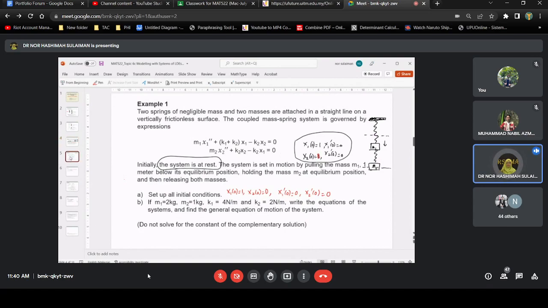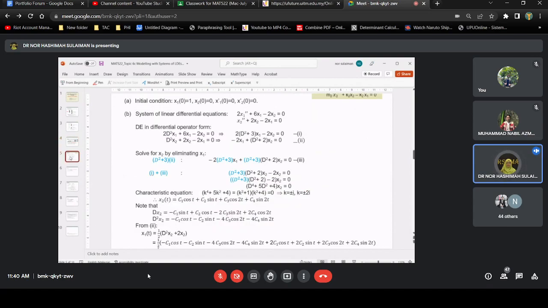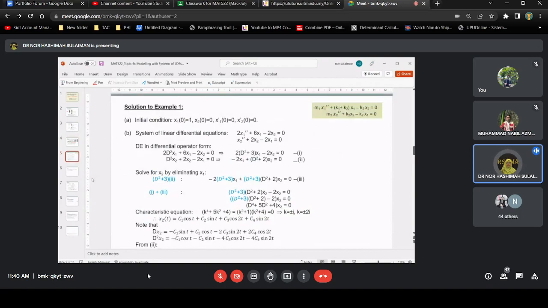Okay, so I've already worked out the solution for you. Okay, so these are the initial condition, right? This is the model, and this is the initial condition that we have already obtained just now. And this one is a system of linear differential equation that has already determined by plugging the respective value of M1, M2, K1 and K2 into the defined equation yang ini, alright. So dah dapat benda ni, macam mana nak selesaikan, it's up to you.